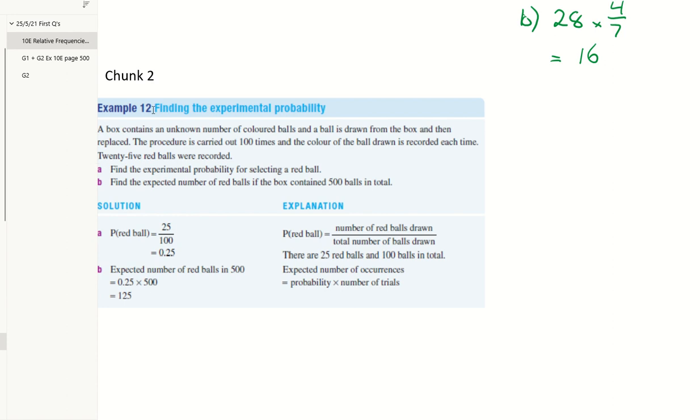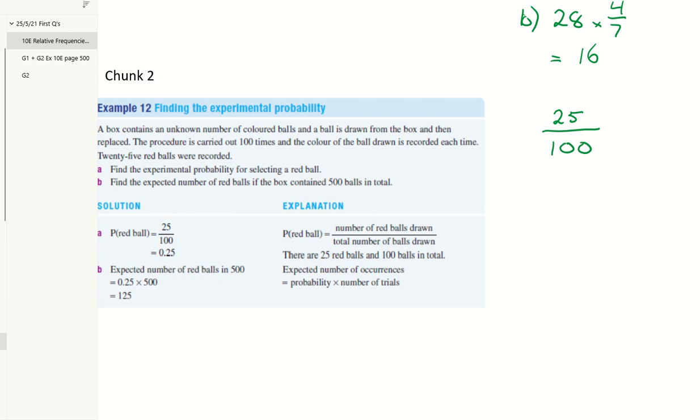I'm going to read it out. A box contains an unknown number of coloured balls, and a ball is drawn from the box and then replaced. The procedure is carried out 100 times. So what we're going to do in the first place is write down 100 on the bottom of our fraction, because that is the number of times that we did the trial. And the colour of the ball drawn is recorded each time. 25 red balls were recorded. So let's put the 25 on top.